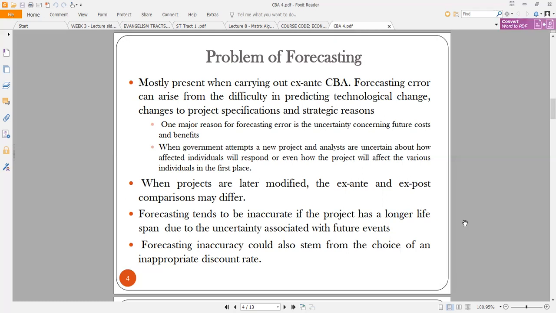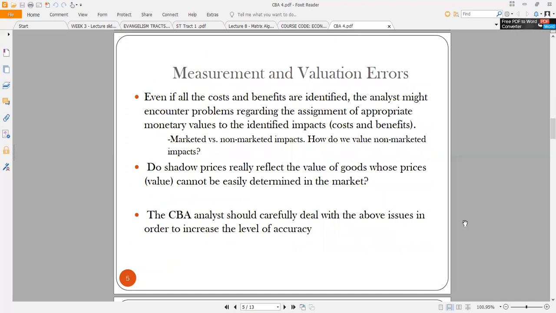And we can also have this forecasting error when we don't use the right discounting rate. You see, because we are comparing costs and benefits from across the lifetime of the project, we have to bring the future values, the future impacts, the future costs and benefits to the present time. We have to discount them. So the choice of discount rate, if we don't choose the correct one, that too is going to bring us issues. So these are the causes of the forecasting error.